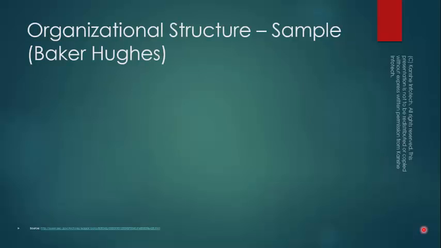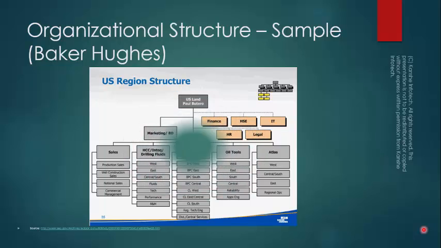This is an organization structure sample for Baker Hughes. Now, this is only for the US regional structure. This is the land division of their business, and underneath that division, if you see this straight line, you have 3 branch outs.